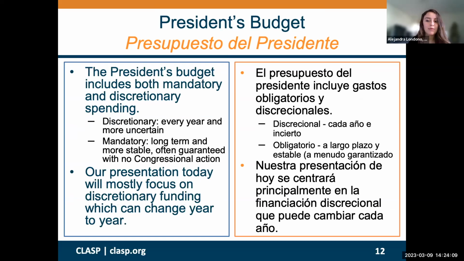Now, the president's budget includes both mandatory and discretionary spending, as well as net interest spending. As we learned a little bit ago from Alicia, discretionary funding changes from year to year and is more uncertain, while mandatory funding is long-term and often very stable. Our presentation today will mostly focus on discretionary funding because it can change from year to year.